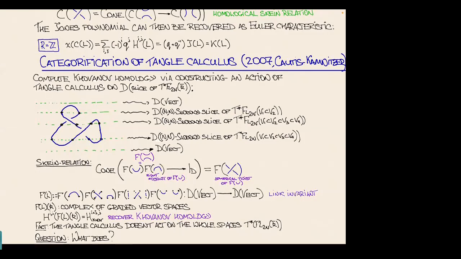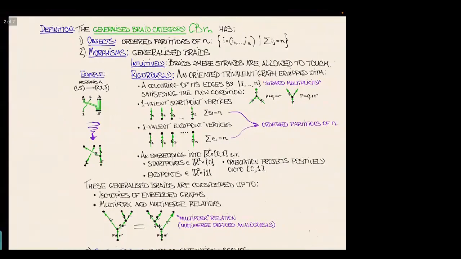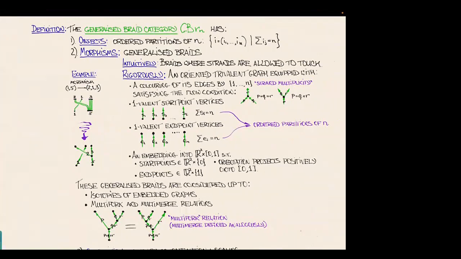So just a second. So this is basically our answer. So I will define something called a generalized braid category. Ordinary, classic braids on n strands form a group. But here, intuitively, we want to take braids where strands are allowed to touch.